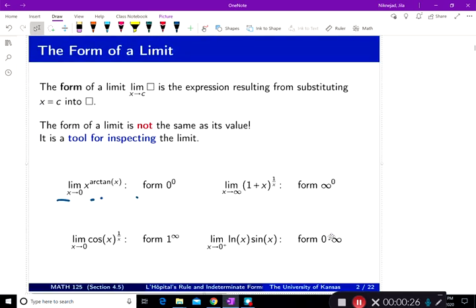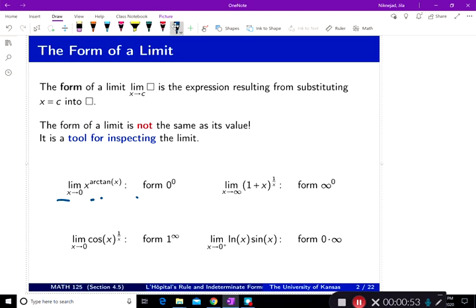So the discussion of a form of a limit: when you have the limit as x goes to c of something and you plug in that c, it's not necessarily always a number. Sometimes you cannot say if it's an infinity or what it is.